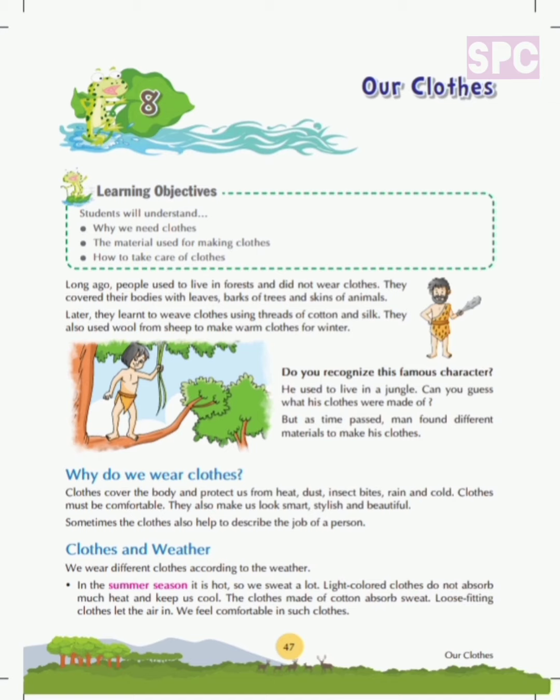Long ago, people used to live in forests and did not wear clothes. They covered their bodies with leaves, barks of trees and skins of animals. Later, they learned to weave clothes using threads of cotton and silk. They also used wool from sheep to make warm clothes for winter.